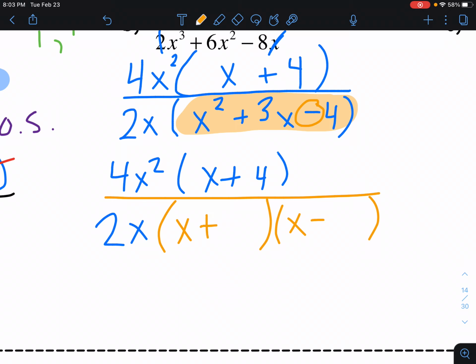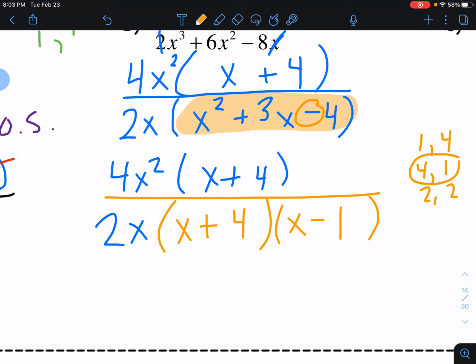When the C term's minus, it's plus minus. And then you need 2 numbers that multiply to get 4, and actually subtract to get 3. So is it going to be 1 and 4, 4 and 1, or 2 and 2? Now keep in mind the B term here is plus 3. So that would be this pair, plus 4 and minus 1. They multiply. 4 times negative 1 is negative 4, but 4 minus 1 is positive 3. So we're good there. Okay, so now it's entirely factored.